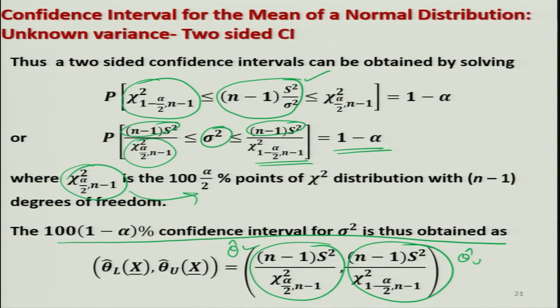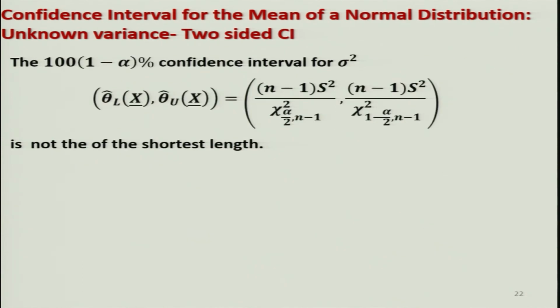And we have x1, x2, xn, so we can compute the value of capital S square, and then we can obtain the value of chi-square from the table or from the R software, and we can compute this interval, right. But you have to keep in mind that this 100(1 minus alpha) percent confidence interval for sigma square is not the shortest length confidence interval, just like it was in the case of normal distribution where we tried to find the confidence interval of mean when sigma square is known and unknown, right. So this is what you have to keep in mind.